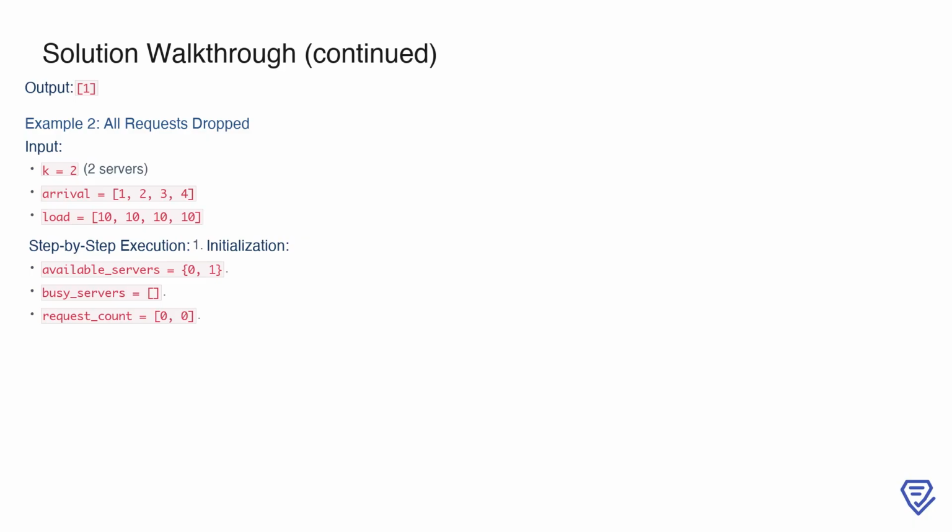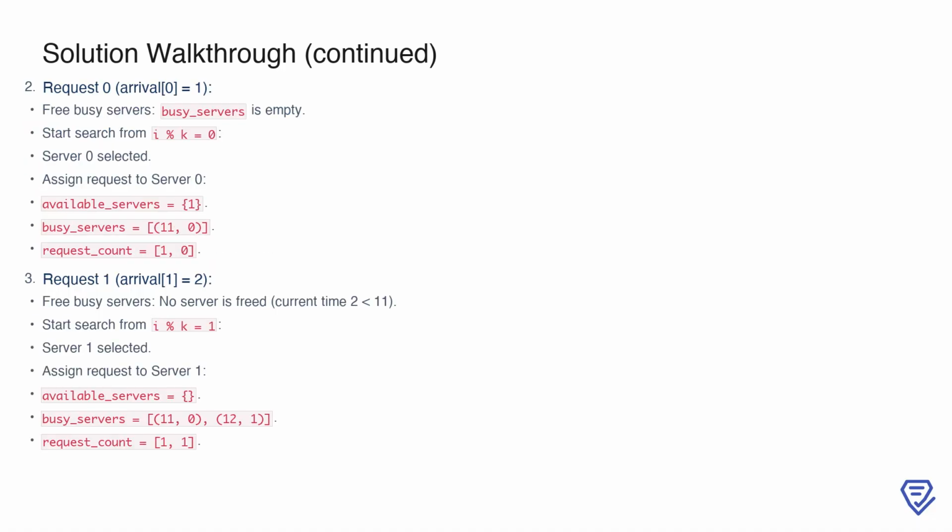In this case, we have 2 servers and 4 requests arriving at times 1 through 4, each with a processing time of 10. At the start, both servers are free, so the available_servers set contains servers 0 and 1, and the busy_servers heap is empty. The request_count array is initialized to 0 for both servers.